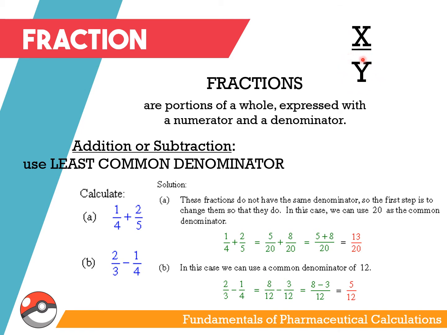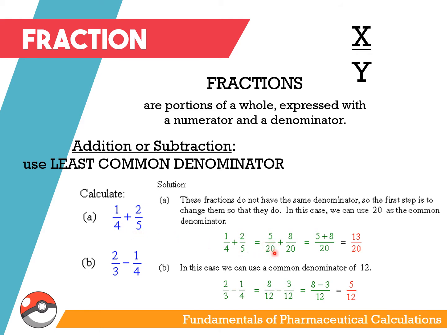bar line. In adding and subtracting fractions, we must note that the fractions should be similar, meaning they should have the same denominators. In cases where the denominators are not the same, we should first find the least common denominator. This is the number in which the numbers are divisible from. For example, we have 1/4 and 2/5. 4 and 5 are the denominators, so the least common denominator is 20.